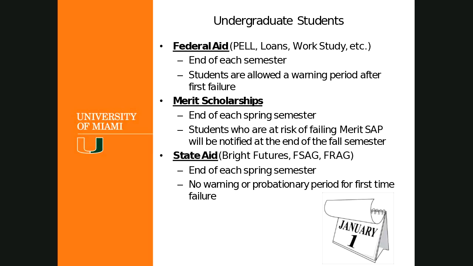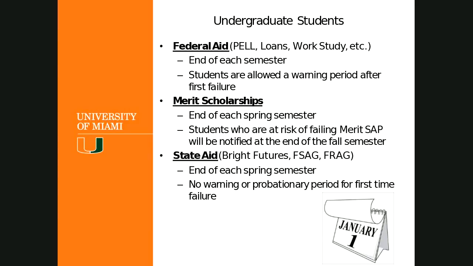So you get a warning period, and that's the time to really knock it out of the park, get those grades up, make up any incompletes that you may have from the previous semester to get that GPA within range, or make up those credits if it was a credit completion issue. Merit scholarships we look at the end of each spring semester. So we're looking for those 24 completed credit hours, that 3.0 GPA, to maintain renewal for the next year.